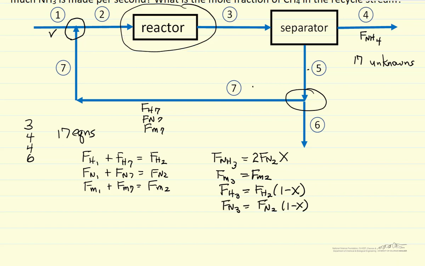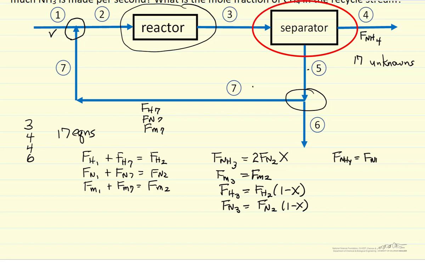Now for the separator, the flow rate of ammonia at 4 is the flow rate of ammonia at 3, since we remove all of the ammonia. And then for the other components, flow rate of nitrogen at 5 is equal to flow rate of nitrogen at 3, and likewise for hydrogen and methane.